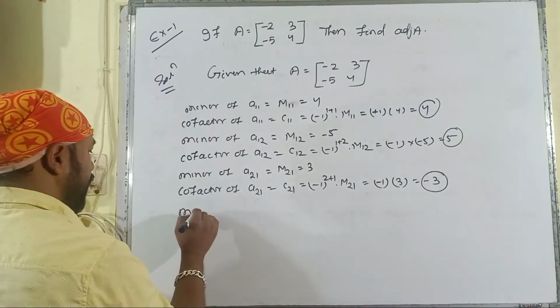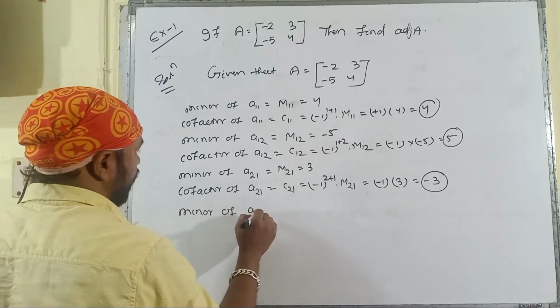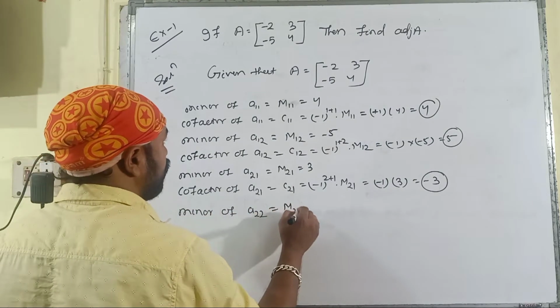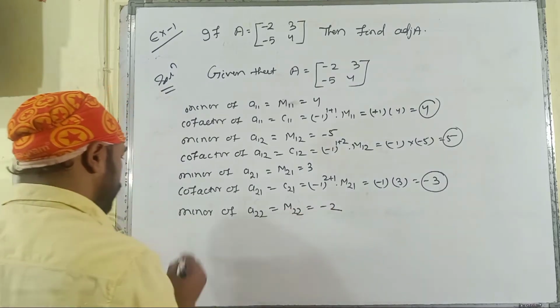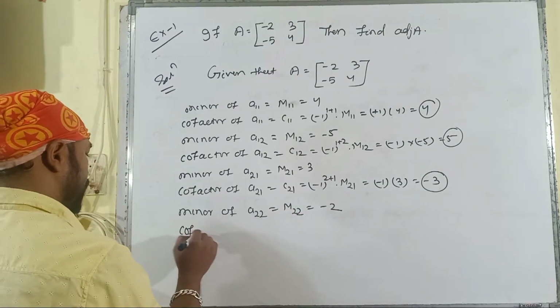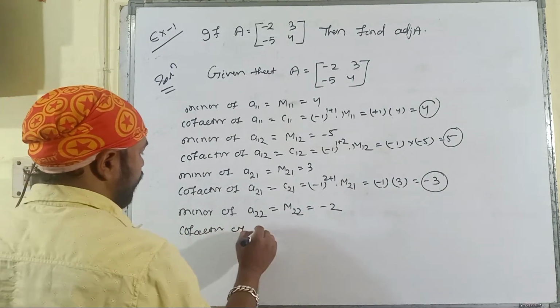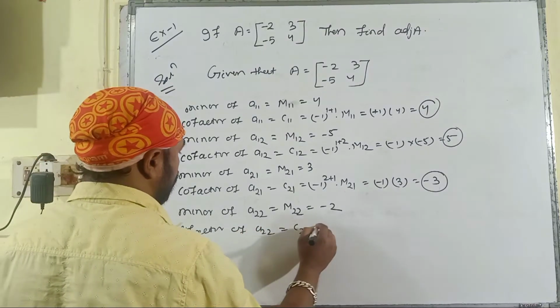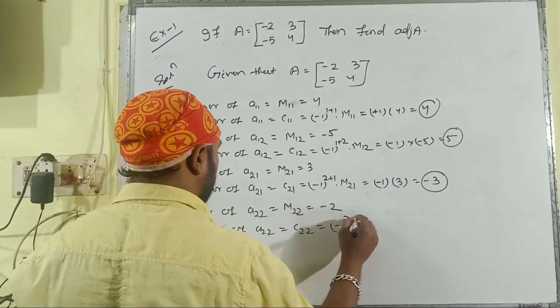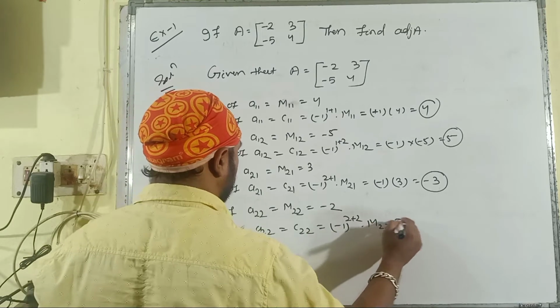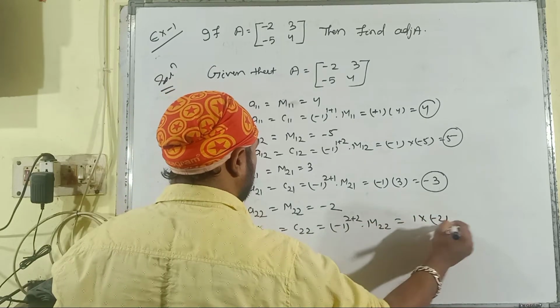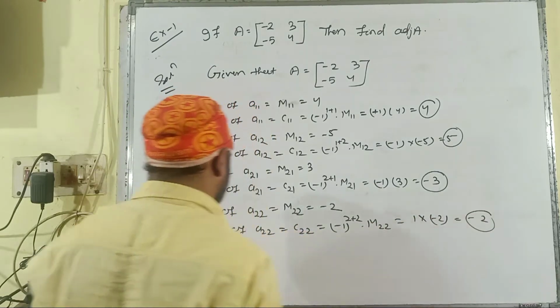Then moving to the minor of a22, it is m22, it is minus 2. Then the cofactor of a22, it is c22, and that will be minus 1 to the power 2 plus 2 multiplied with m22, it is 1 multiplied with minus 2, and it is minus 2.